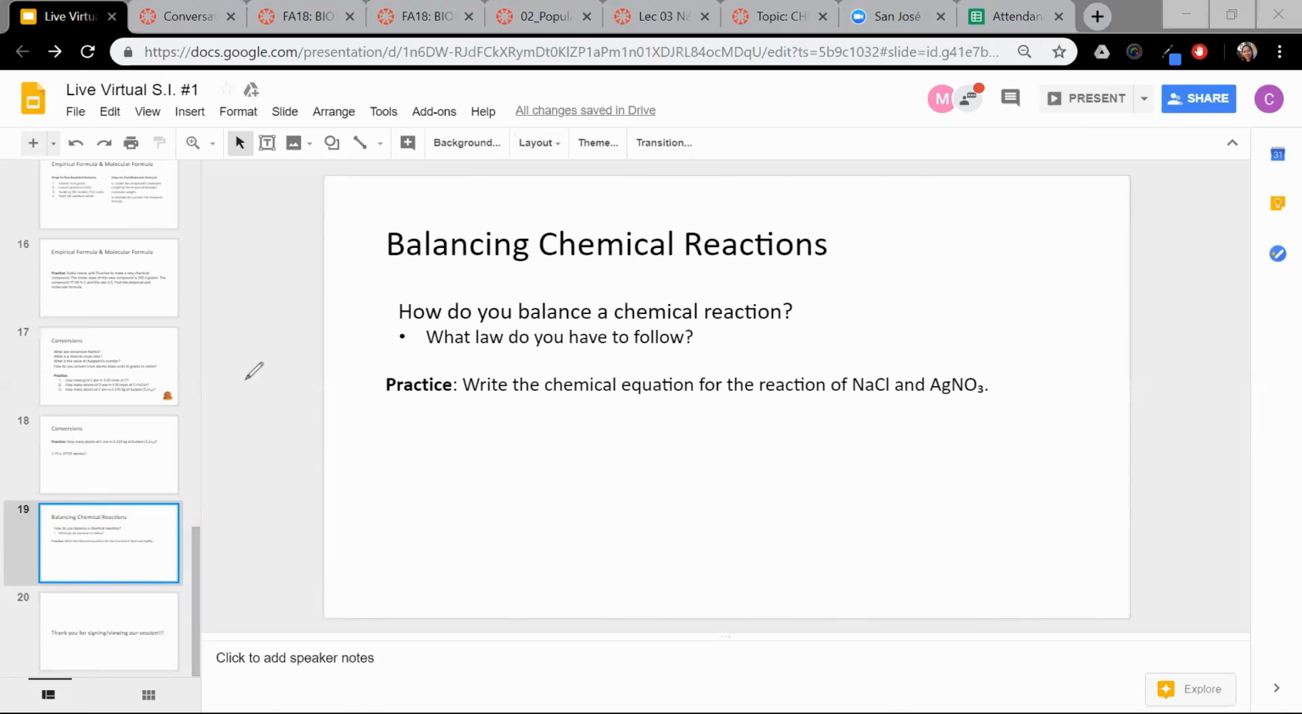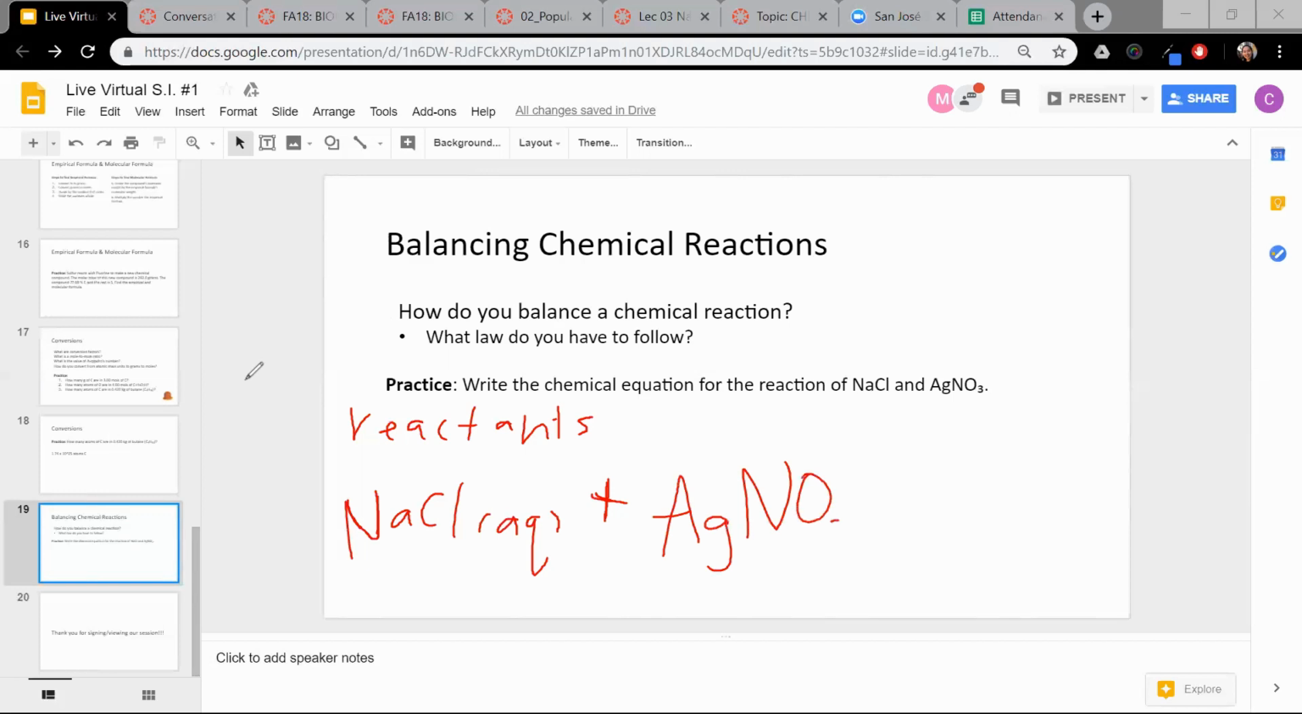First, we need to write our reactants. For the reactants, we had NaCl, which was in solution. So we write the subscript aqueous. And then we draw a plus to represent what it was also mixed with. And we mixed it with silver nitrate. And the subscript for this one will be what?